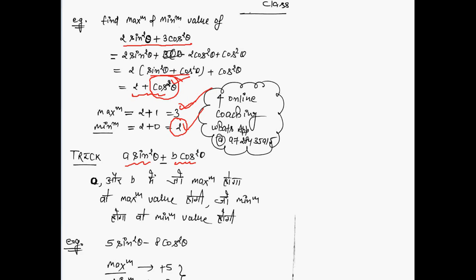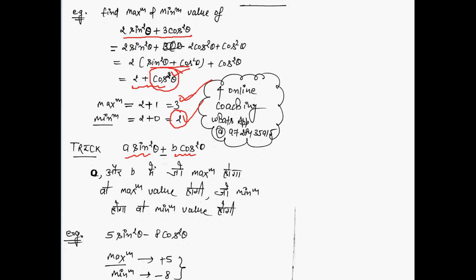See this example. 5 sin square theta minus 8 cos square theta. What is the maximum? Not 8, this is minus 8. Maximum is plus 8, 5. So maximum value is plus 5. Minimum is minus 8. So always try to find the minimum and maximum value of this sin square plus cos square.